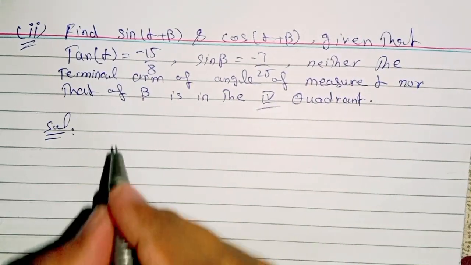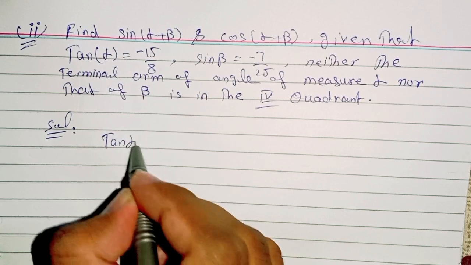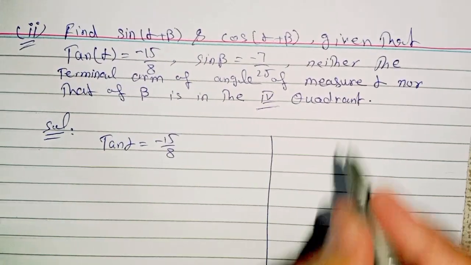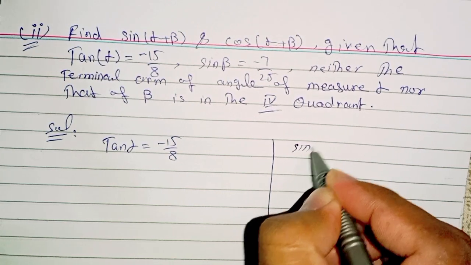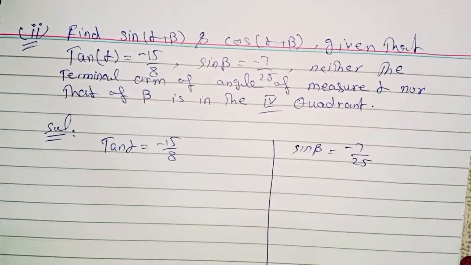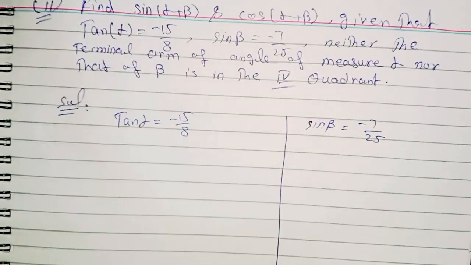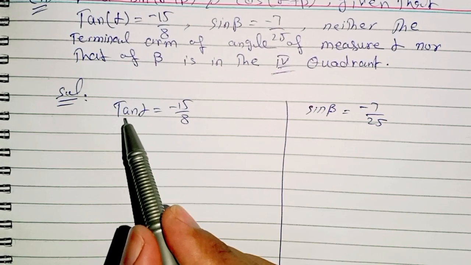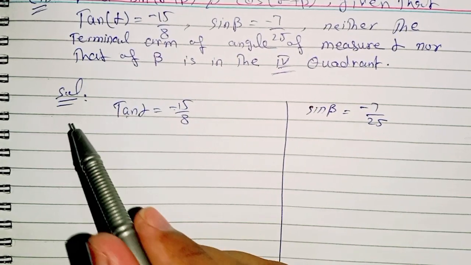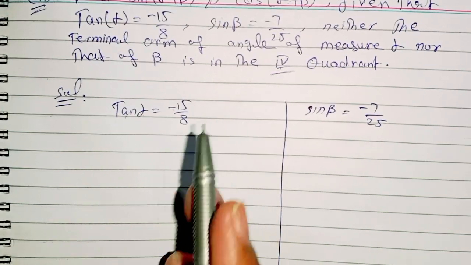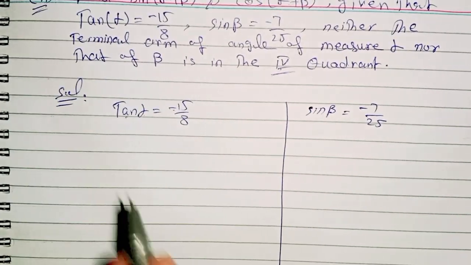Now we start the solution. Tan alpha is equal to minus 15 over 8. Sine beta is equal to minus 7 over 25. Given that alpha is not in quadrant 4, and we know that tan alpha is negative in the second and fourth quadrants, if alpha is not in quadrant 4 then alpha must be in the second quadrant.